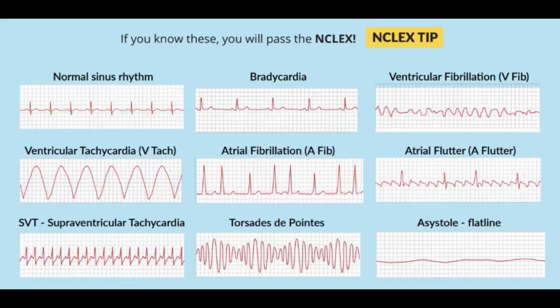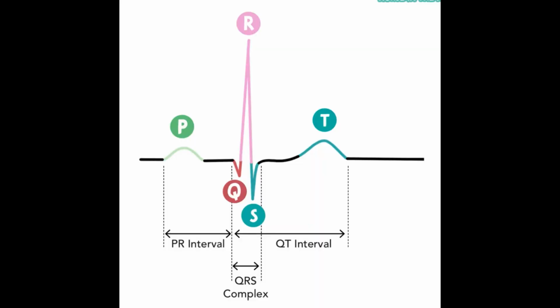So for this, you should first know the basic things. When you see an ECG, there is a PQRST complex. So you should remember, in this picture you can see there is a P wave that comes before the QRS complex. Then it is followed by the QRS complex, and there is the T wave.